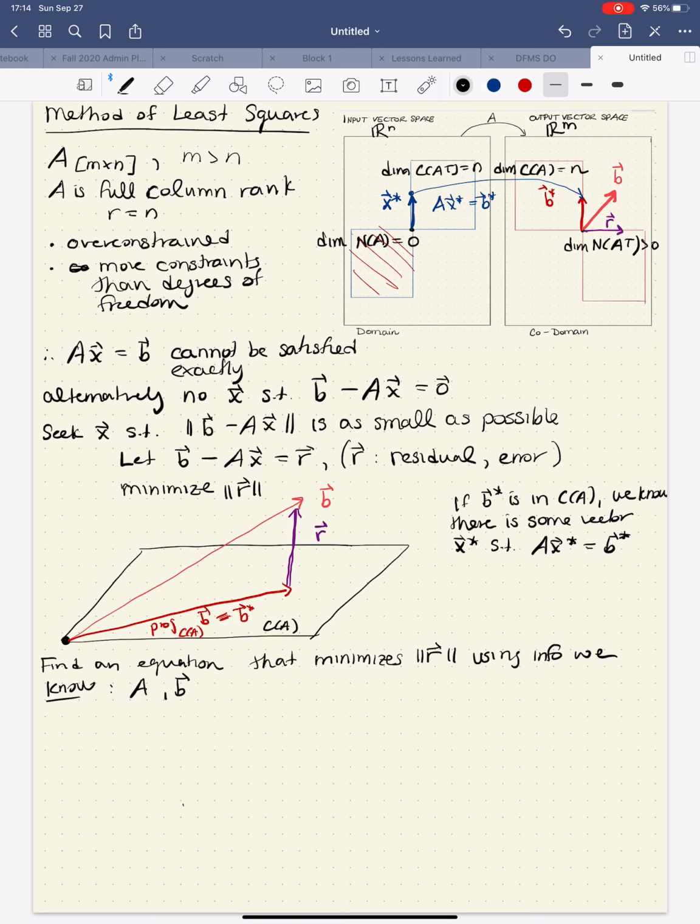Well, we know a few things. And so we're almost there. Since b star is equal to the projection of b onto the column space of A, we can say that alternatively and better, b star is equal to Ax star. And x star, which I haven't defined yet, is the least squares solution.